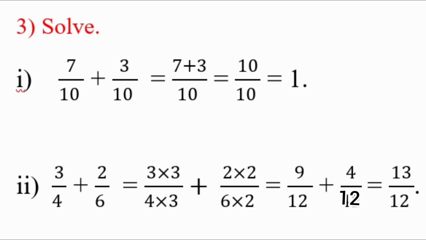So make the denominators common. Here 4 is present. For making it 12, 4 3s are 12, and in numerator 3 3s are 9, plus second fraction 6 2s are 12, and numerator 2 2s are 4. So here we have the denominator as 12. So easily add the numerators. 9 and 4, 13. 13 divided by 12. Answer is 13 by 12.